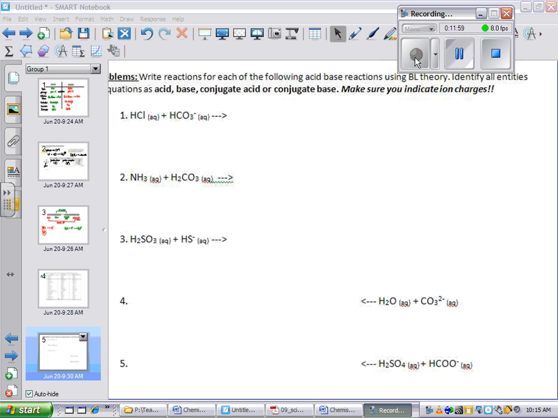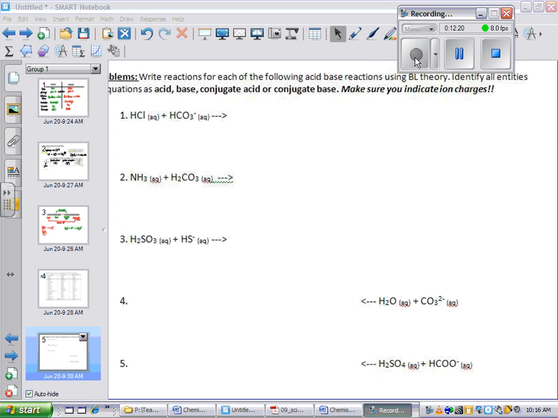All right, so now we're going to put all of the skills that we've reviewed together and solve some problems. These problems are located in your workbook, so you can take them out and follow along. So we're going to go over question number 1. Question number 1 has HCl plus HCO3 negative, and it produces something.